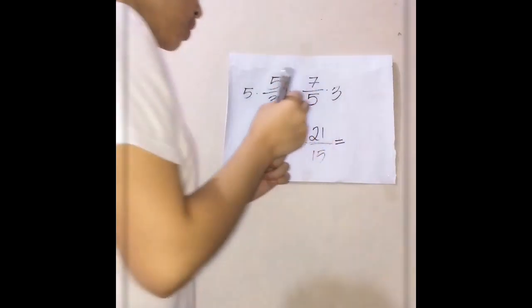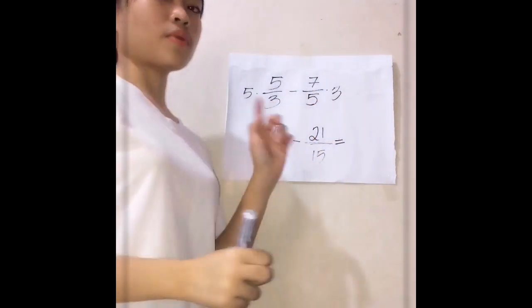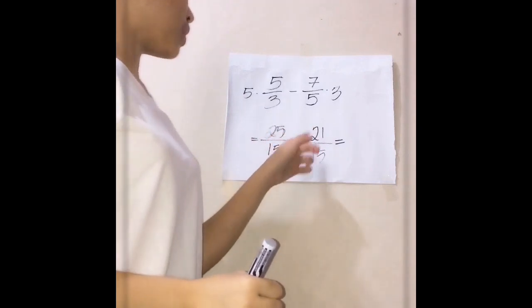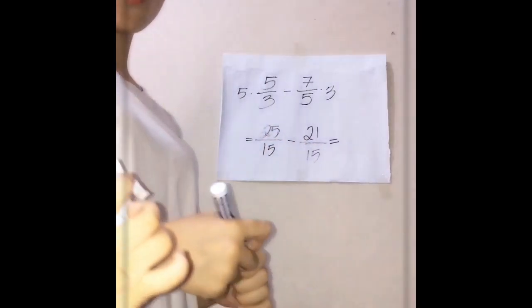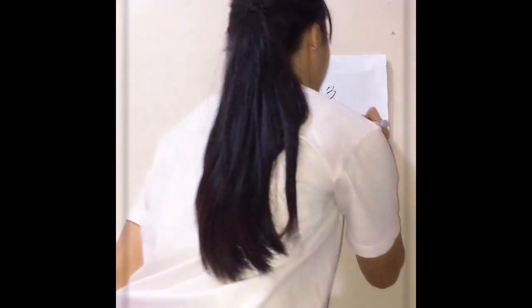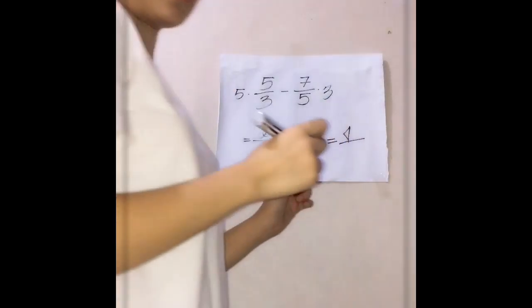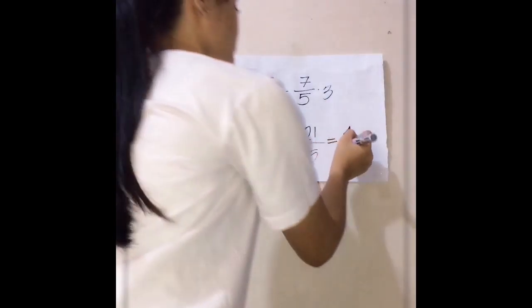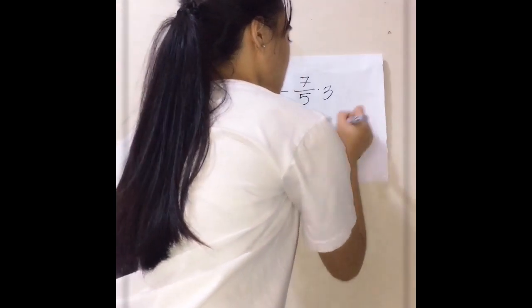And now, subtract the numerators, which is 25 minus 21 is equal to 4. And then, also copy the denominator, which is 15. And that's the final answer.